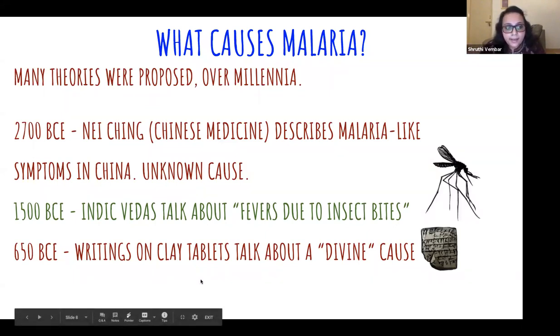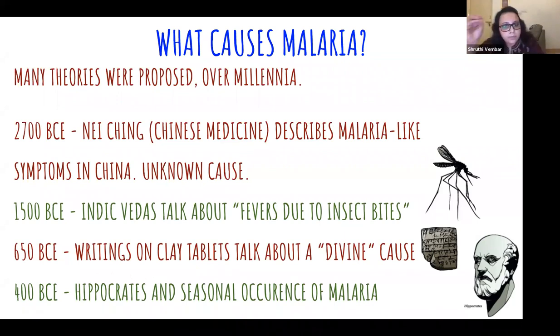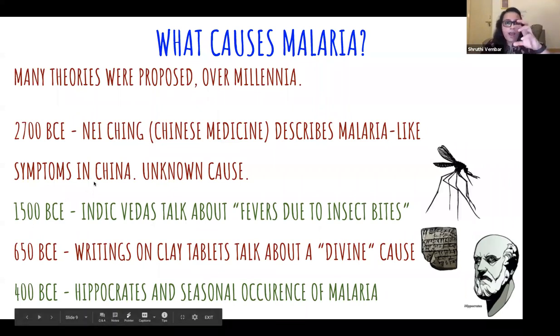And then Hippocrates, he's thought to be the father of modern medicine. So Hippocrates actually observed in 400 BCE, so around 2,500 years ago, how malaria seems to occur in a seasonal manner. So there are all these inferences different people are making, but remember, these are happening in very different parts of the world, right? So you have China, then you have India, and then you have Middle East Asia, and then you have Hippocrates, who's in Greece, right?